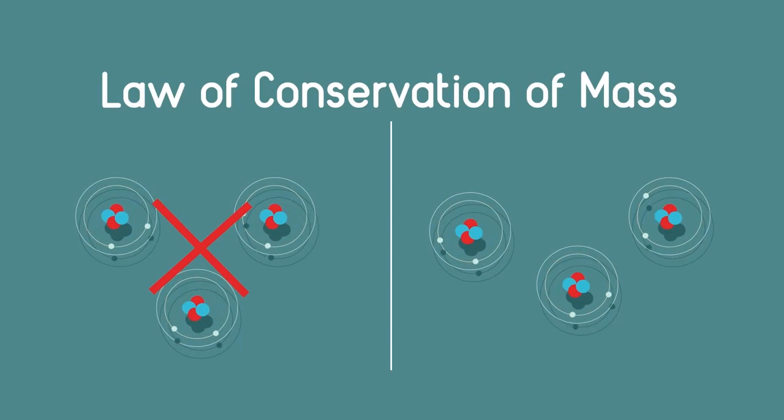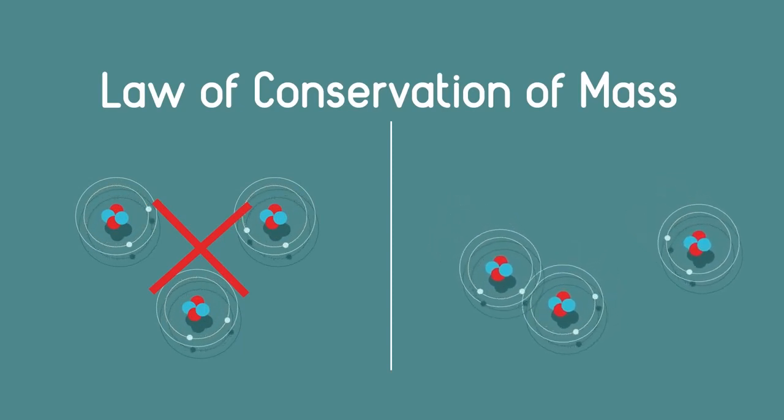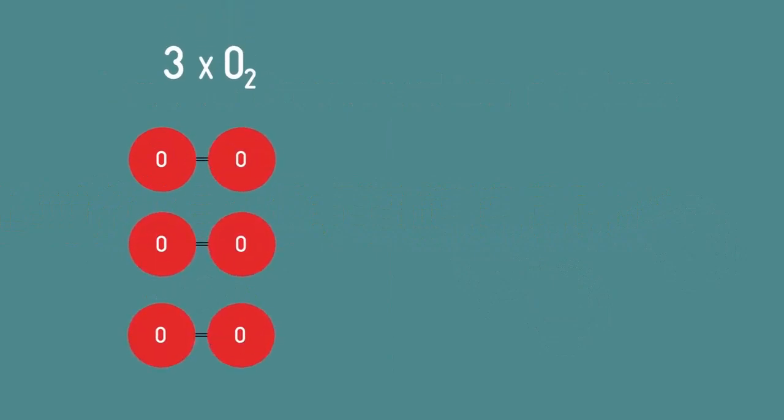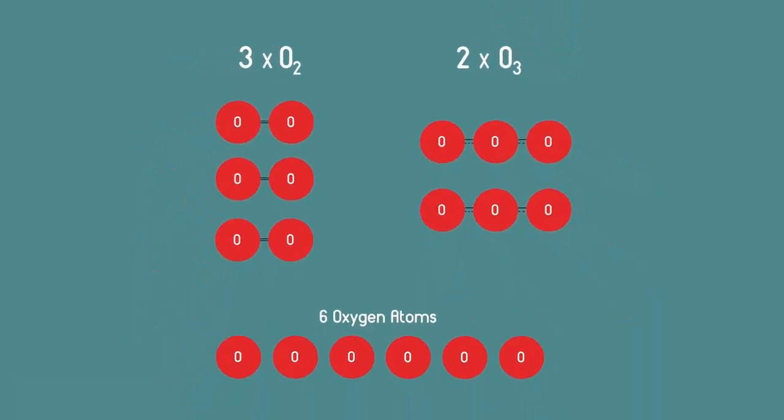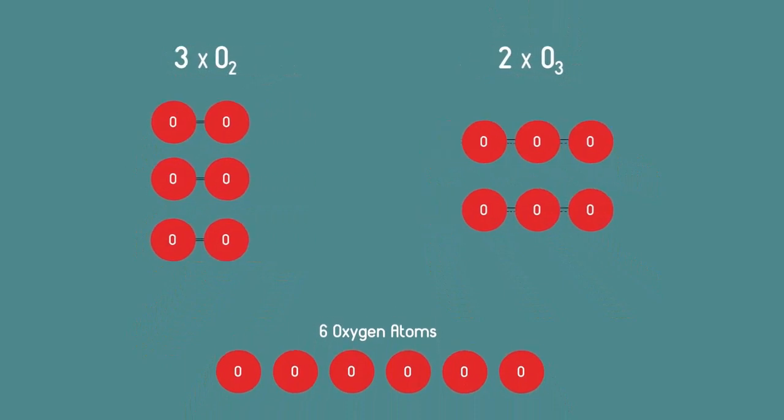The number of each kind of atom remains the same during a chemical reaction, even though they might arrange themselves differently in compounds. So here there are 6 oxygen atoms, and here, and here. But these are 3 different ways of arranging the atoms. Chemical reactions are all about rearranging atoms.